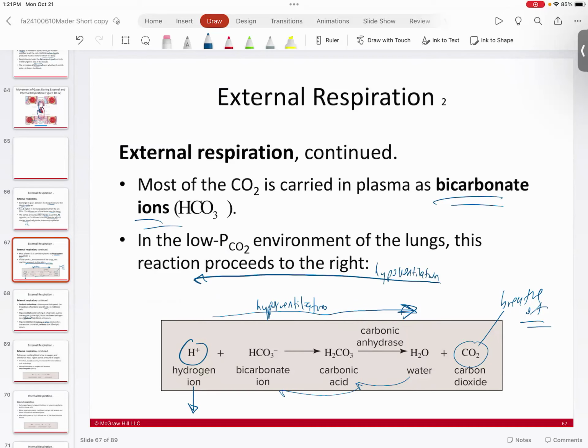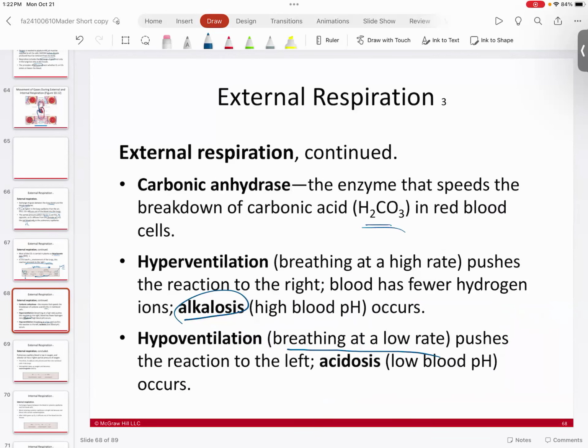So because you're not breathing enough, most of your CO2, which is still around, is going to basically get converted into the carbonic acid form. And then it's going to fall apart and create excess amounts of hydrogen ion, which is going to create the opposite effect. In this case, it's going to acidify your blood buffer and create a lower blood pH.